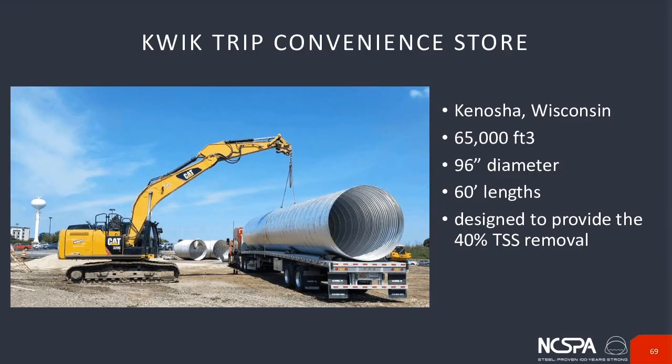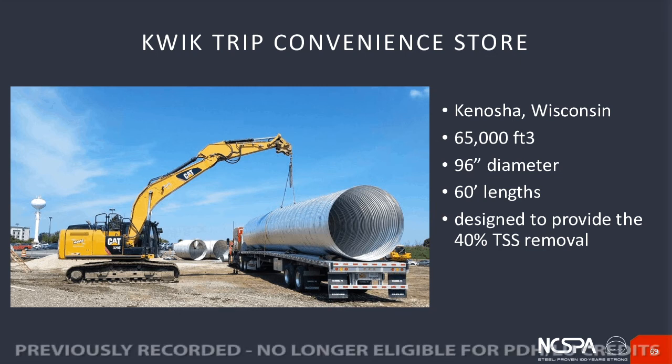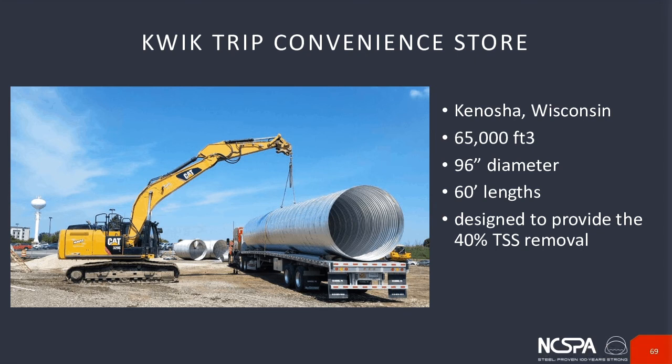Next is Quick Trip Convenience Store. So another pretty large installation in Kenosha, Wisconsin, 65,000 cubic feet. The nuance on this one is 60-foot lengths were used to limit the joints within the project. And then this was designed for a 40% total suspended solid removal. So there were, of course, some requirements on the removal of solids within it.